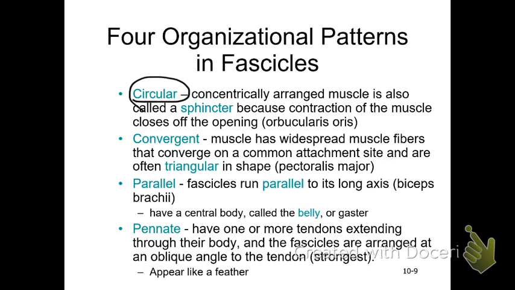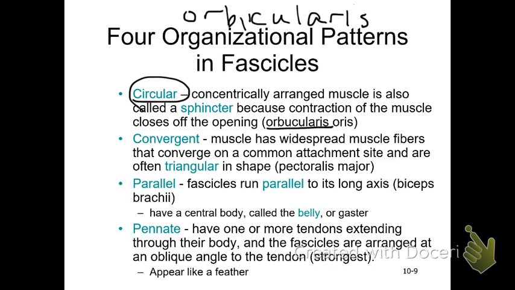And I just found a typo. So this is not spelled correctly. This should be orbicularis. So refer back to yours. The spelling is correct in the handout. But the orbicularis oris is the circular muscle that goes around the eye. There are a number of sphincter muscles in your body, circular muscle groups, that are also found in your digestive system.